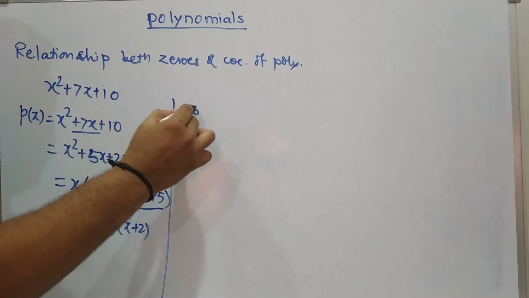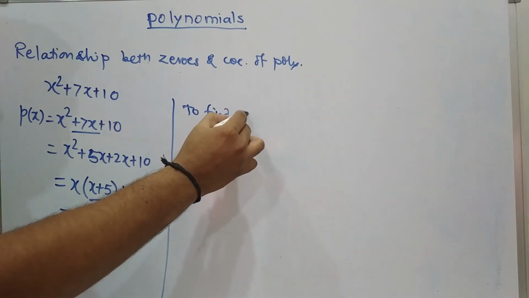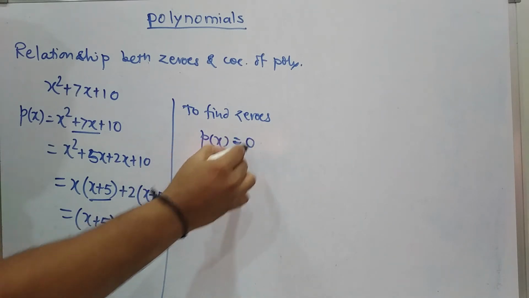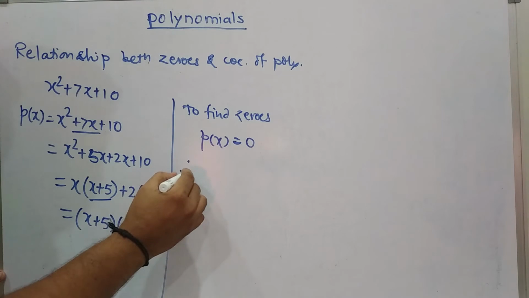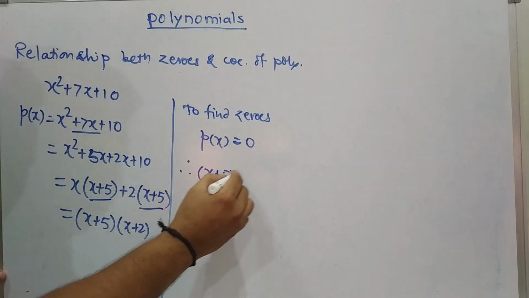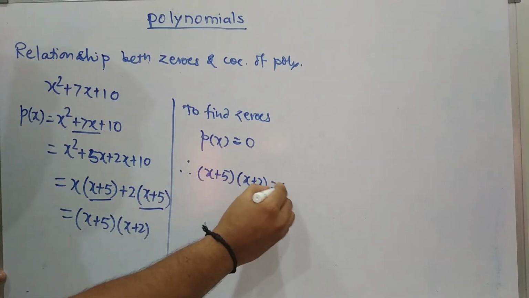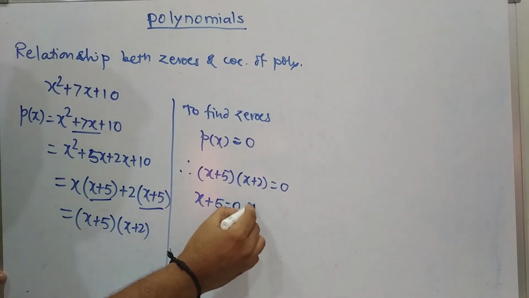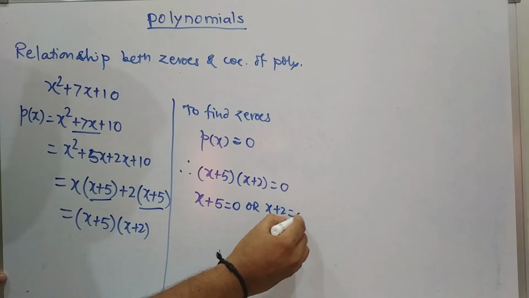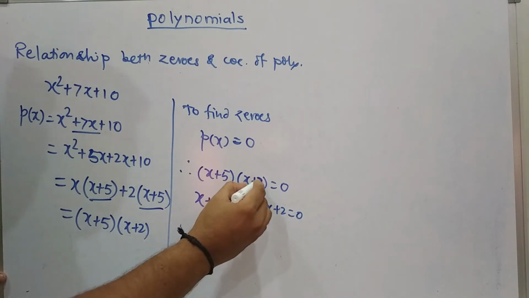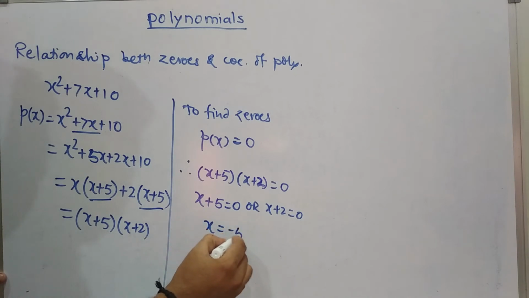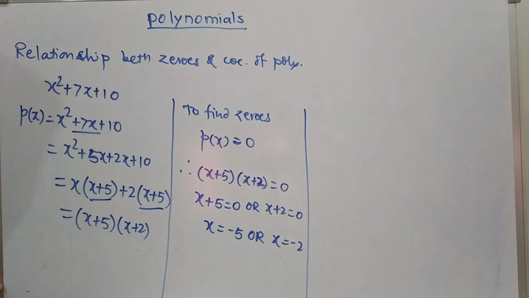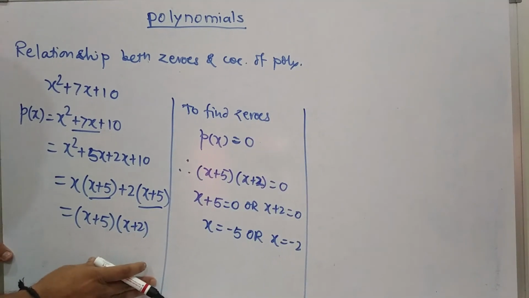Now to find the zeros, I will write p of x is equal to 0. Therefore x plus 5 into x plus 2 is equal to 0. So we can write x plus 5 is equal to 0 or x plus 2 is equal to 0. x is equal to minus 5 or x is equal to minus 2. Now these are the two zeros of the polynomial.